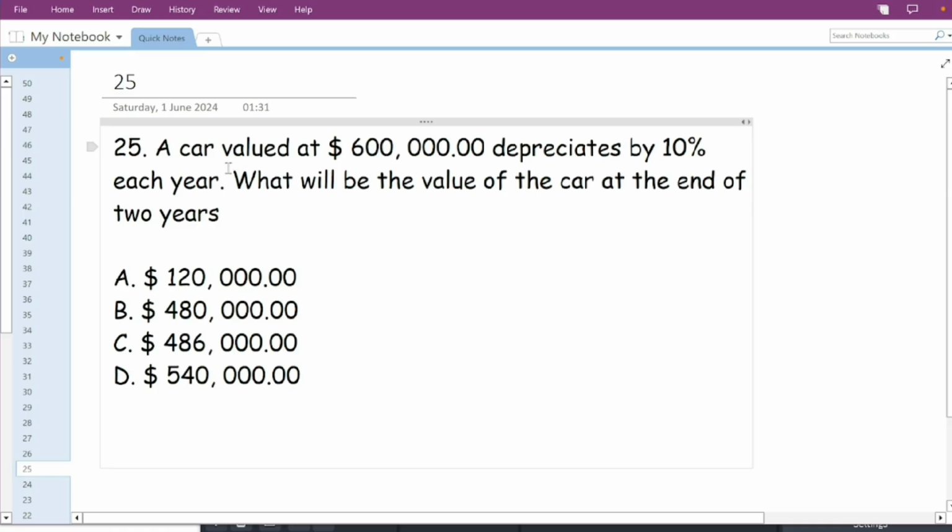Question 25. A car valued at $600,000 depreciates by 10% each year. What will be the value of the car at the end of 2 years?